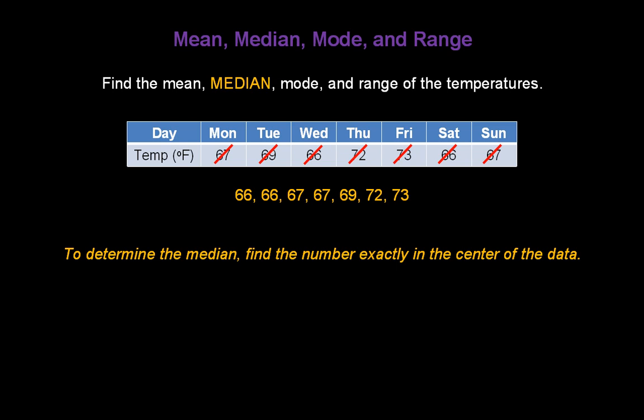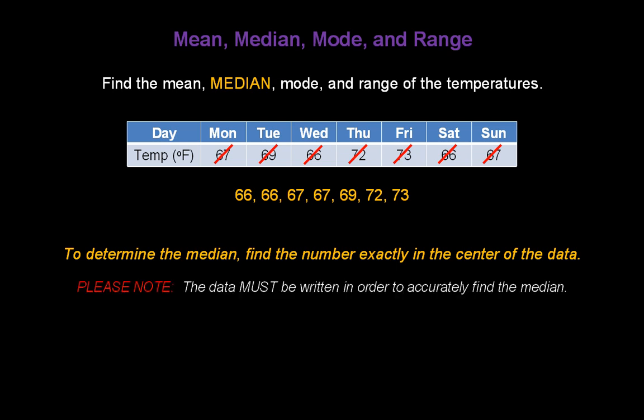That's the mean. Now let's find the median of the data. To determine the median, find the number exactly in the center of the data. Now you've got to note, the data has to be written in order to accurately find the median. If it's not in order from least to greatest, you're not going to end up with the correct median. We already have the numbers in order from least to greatest, so we start at the ends and just work our way towards the middle. And we find one number exactly in the center, and that's our median. The median is 67 degrees Fahrenheit.